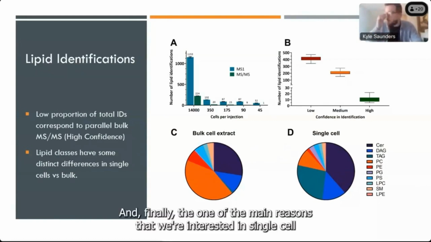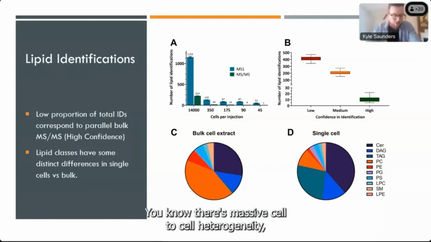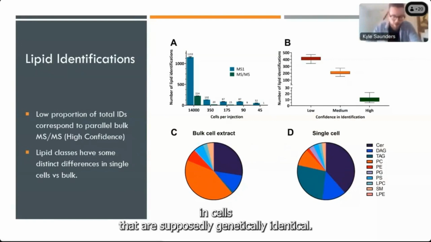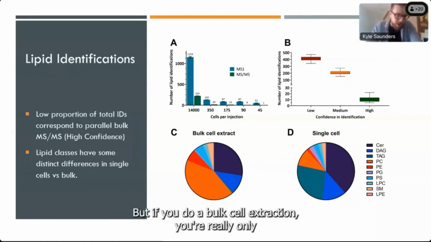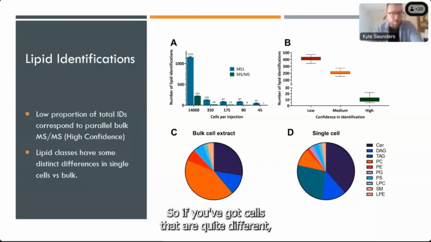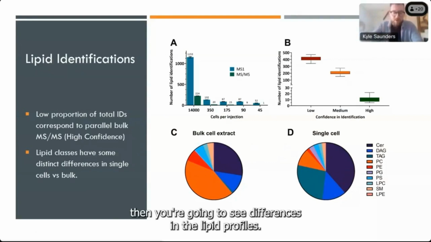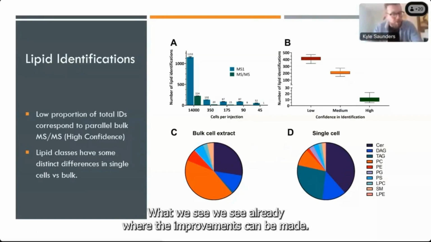And finally, one of the main reasons that we're interested in single cell analysis is because cells are inherently heterogeneous between each other. There's massive cell-to-cell heterogeneity in cells that are supposedly genetically identical. And this is something we'd like to use single cell analysis for. But if you do a bulk cell extraction, you're really only seeing the average of the entire cell population. So if you've got cells that are quite different, then you're going to see differences in the lipid profiles. So, although we can get some output from this work, we see already where the improvement can be made.